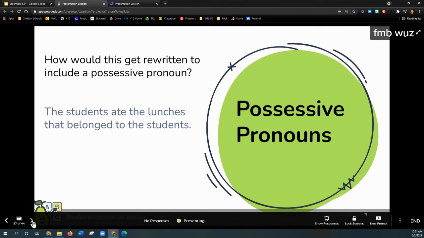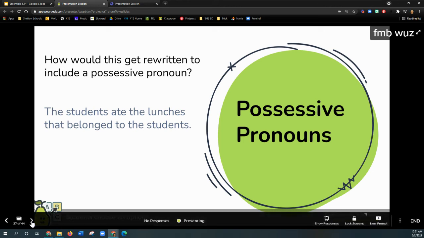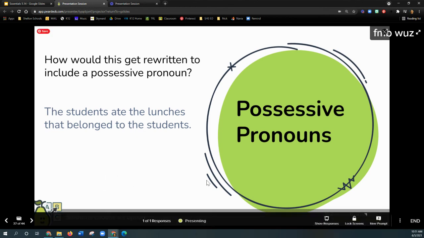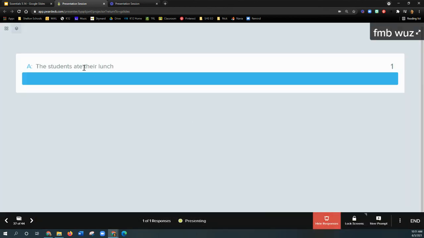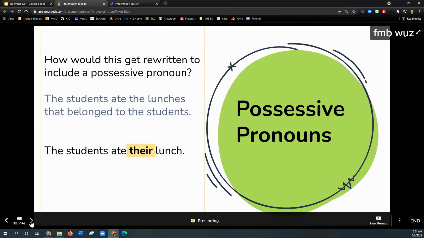Next, the students ate the lunches that belonged to the students. You should have some options if you click on this one. How can we simplify this sentence? Yeah, the students ate their lunch. I think that was the only option. I did a really good job making these practice ones. The students ate their lunch.